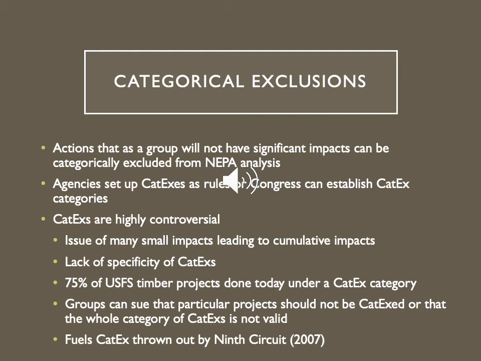Today, over 75% of Forest Service timber projects are done under a categorical exclusion with no NEPA analysis. That's 50% of the acres they treat. And there's a lot of controversy about categorical exclusions. Groups can sue that maybe certain things shouldn't be excluded from NEPA analysis, or that a whole category of actions is not valid. In 2007, the Forest Service tried to exclude any prescribed burning under 4,500 acres, and the courts threw it out. They said that just has to fall under NEPA analysis. You can't just exclude it from NEPA. So these have become pretty controversial, and you'll see them in NEPA decision trees. So I wanted you to be familiar with them.